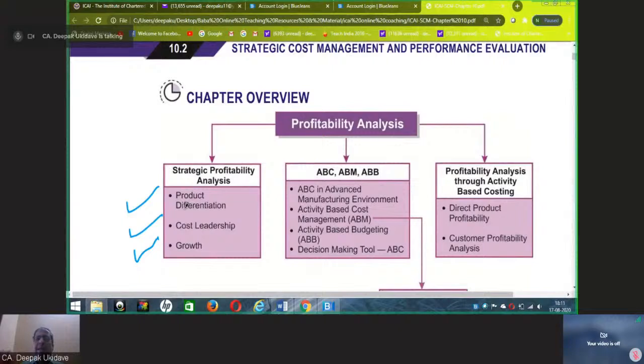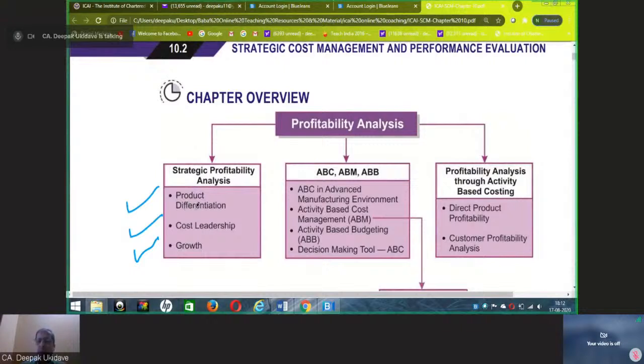Now, these techniques which we are going to learn in today's class, techniques for evaluation of profitability, also make use of the same concept of standard costing but with a slight variation. So I can say that these techniques of profitability analysis which we are going to learn today are slight variations, variants, of standard costing and variance analysis.